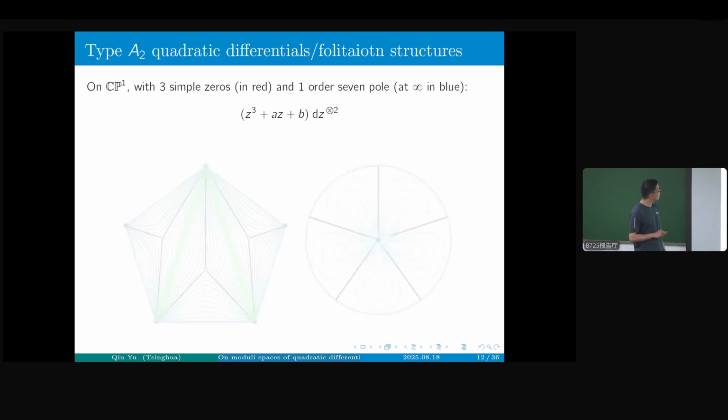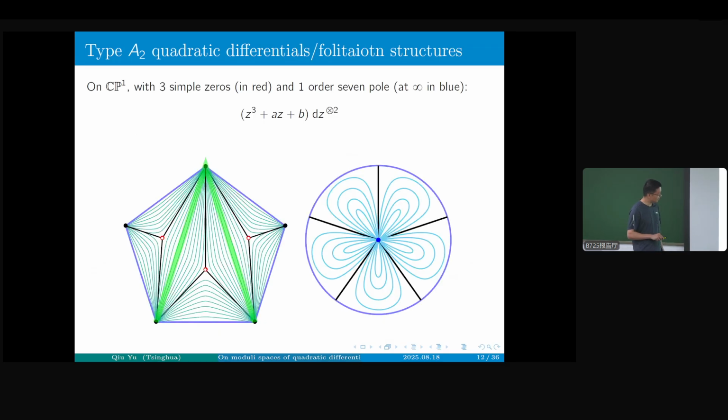And let's look at this simple case. On CP1, when you have three simple zeros and one order 7 pole, you will typically have a quadratic differential globally written like this. And the foliation structure looks like this. So this is the foliation around infinity, and on this pentagon with three zeros at a generic point, meaning you don't have a saddle connection, the foliation always looks like that, up to symmetry of the pentagon.